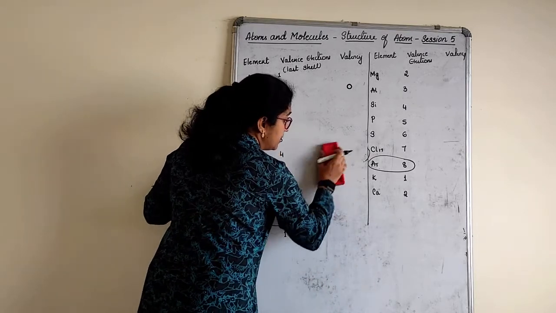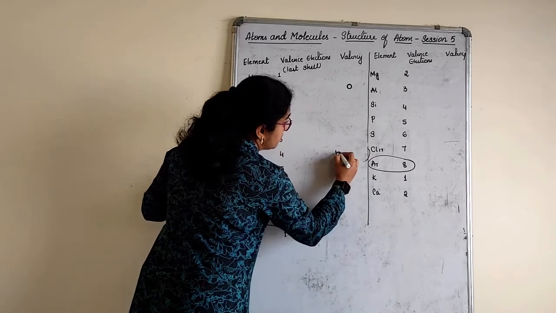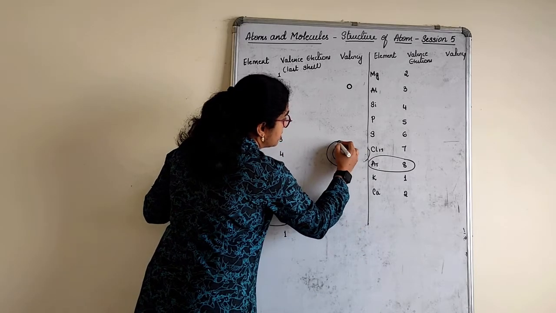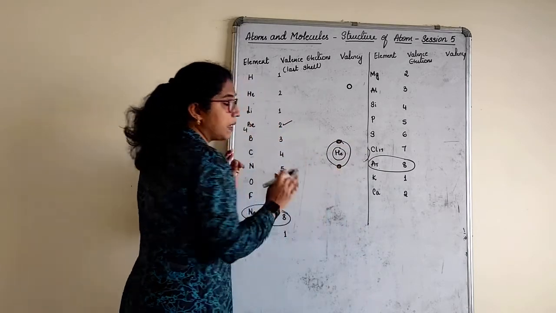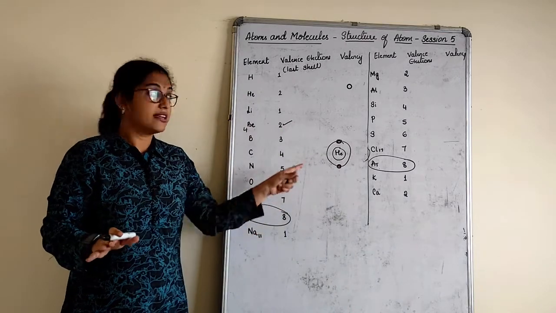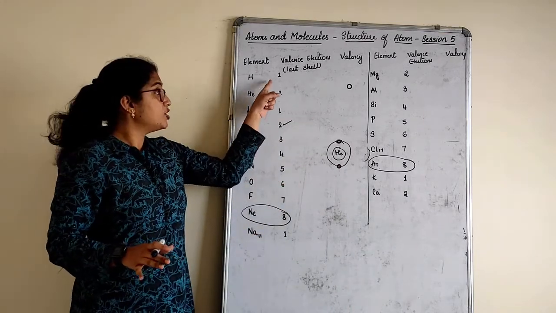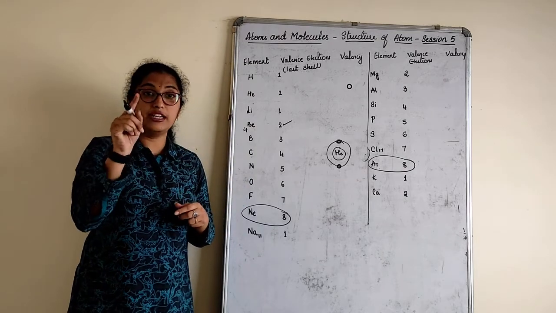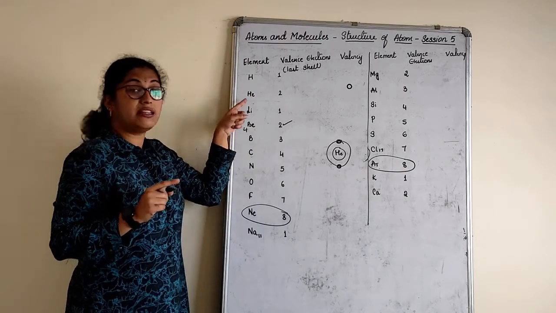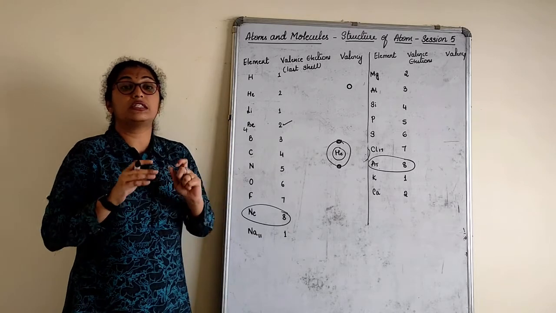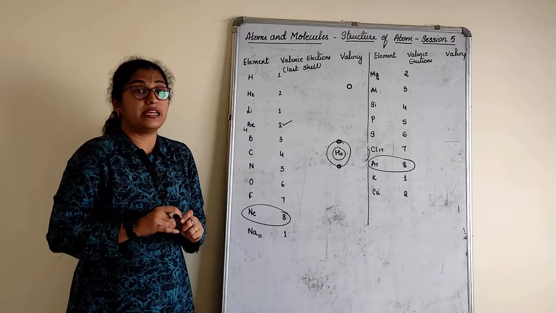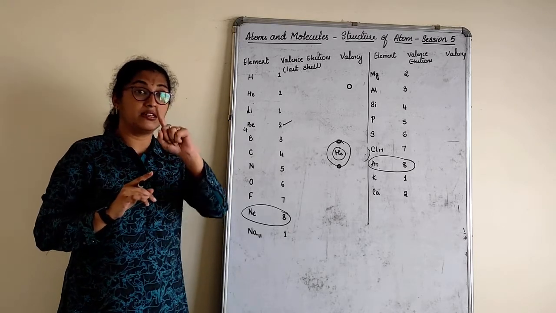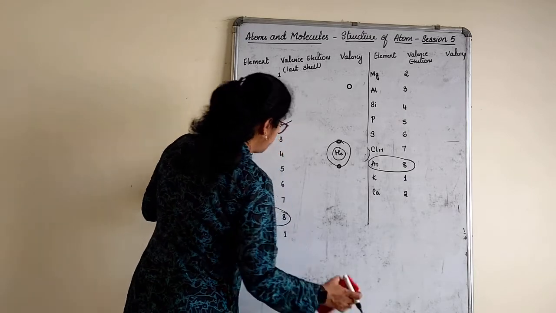Helium, what has happened? First shell itself, it has filled its complete duet structure. That is why it is 0. Hydrogen, only one first shell. It can still fill one more. Understood the point? So here helium is one of the elements which is stable, and that also comes under the noble gases.